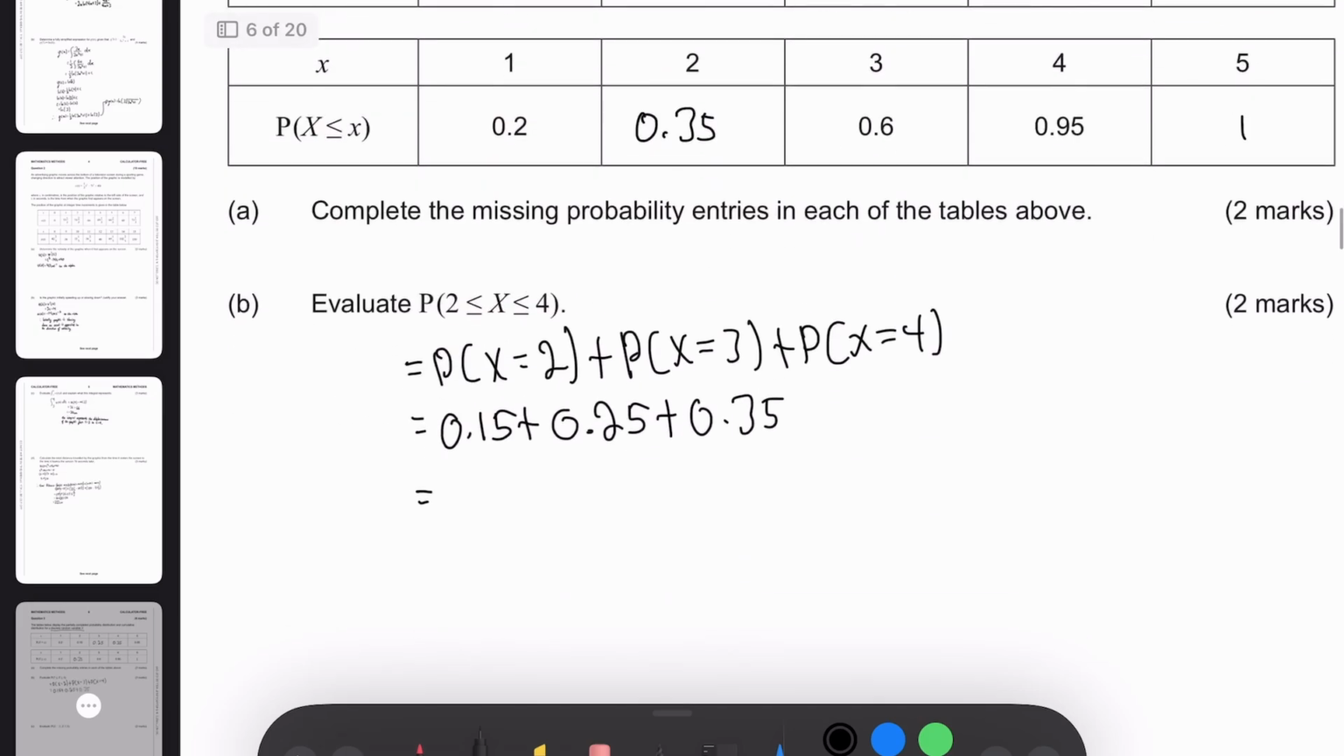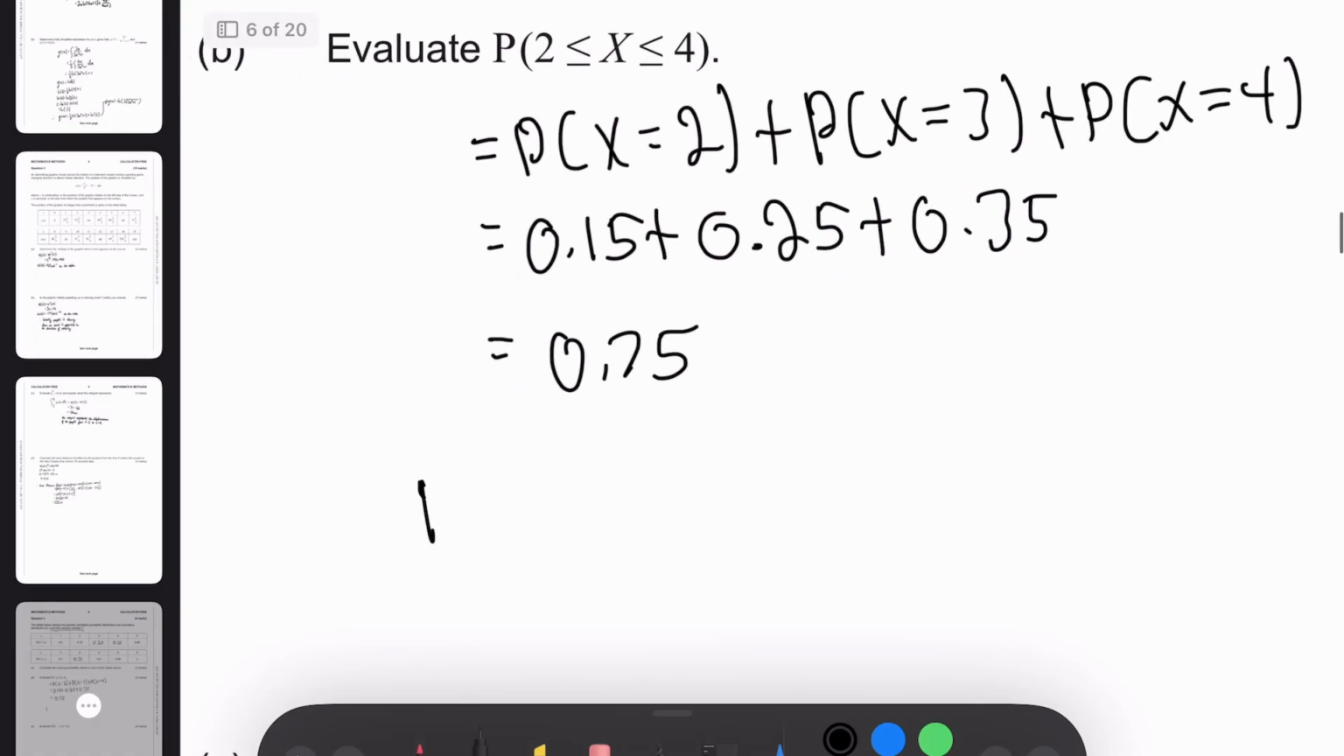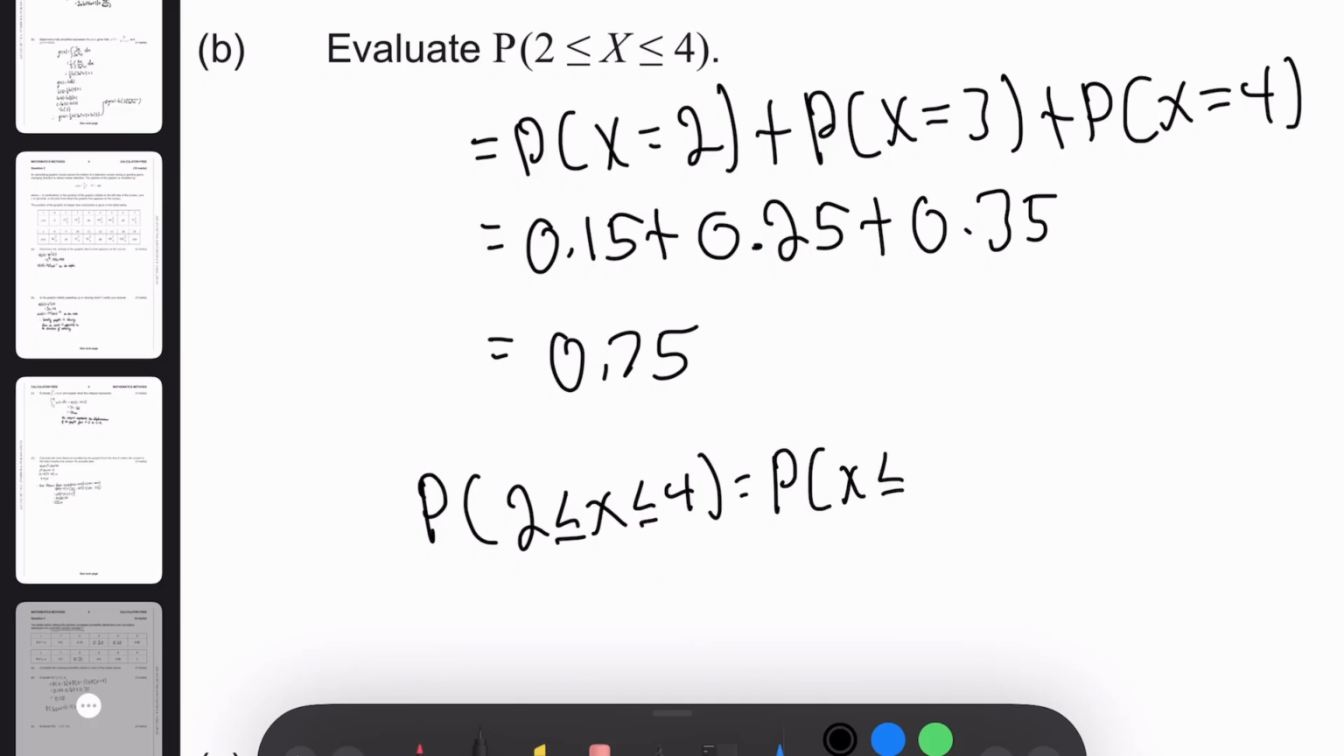Summing the first one, we get 0.4 plus the 0.35 at the end, we get 0.75. Very simple. Another way to do it would be to do probability of 2 less than or equal to x less than or equal to 4. This is the probability of x less than or equal to 4.